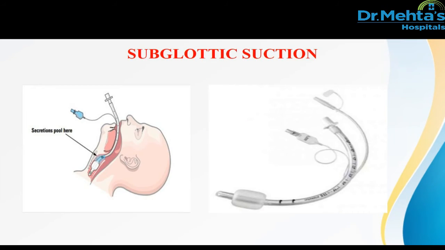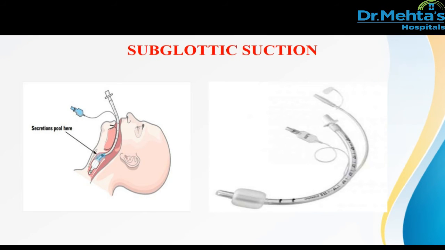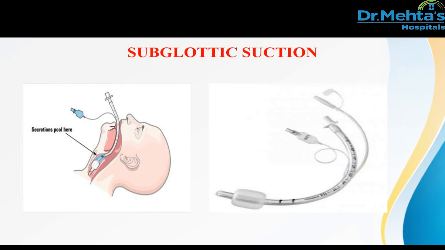Next, subglottic suctioning. Removing secretions that have accumulated above the endotracheal tube is a significant strategy for VAP prevention. Many studies found that endotracheal tubes with continuous or intermittent subglottic suction decrease the incidence of VAP in patients who are expected to be mechanically ventilated for longer than 72 hours.